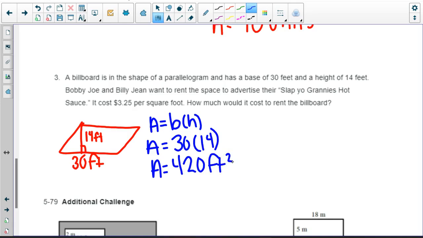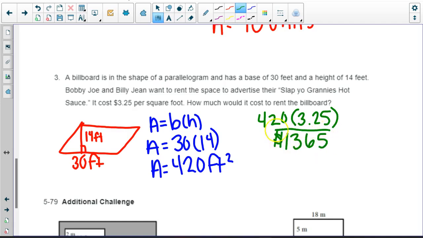Okay, but that didn't answer our question. Our question asked how much it costs. Well, it costs $3.25 per square foot, and we have 420 of them. So the last step is we're going to take how much square footage we have and multiply it by how much it costs each. So when you multiply those, you get 1,365. Okay, and that is how you find the area of a parallelogram.